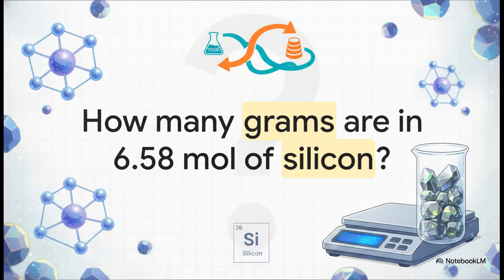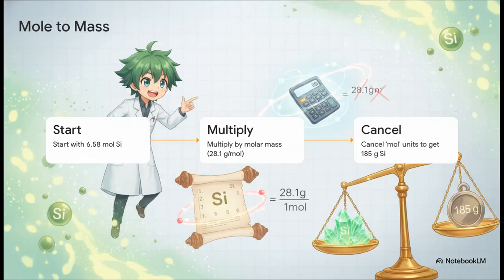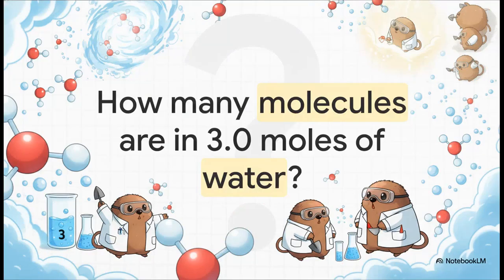Here is Dr. Chem's first challenge for you. If I were to hand you exactly 6.58 moles of pure silicon in the lab, exactly how heavy is that in grams? We always start with what we're given, which is 6.58 moles of silicon. Then we glance at the periodic table and find silicon's molar mass is 28.1 grams per mole. We set up our fractions so the moles cancel out perfectly on the top and bottom. We multiply 6.58 by 28.1, and boom, we effortlessly reveal that our sample weighs 185 grams. Simple enough.